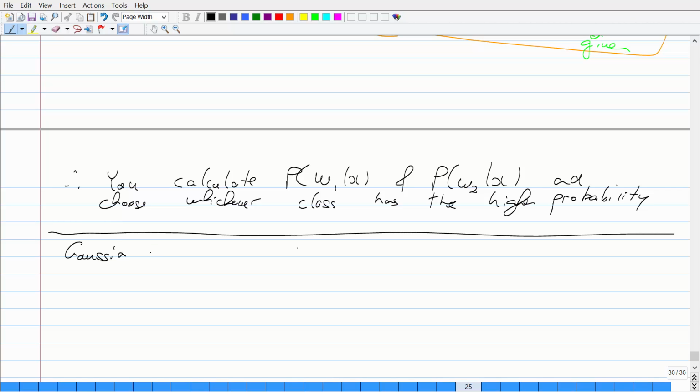Just going to diverge a little bit. Gaussian discriminant functions.